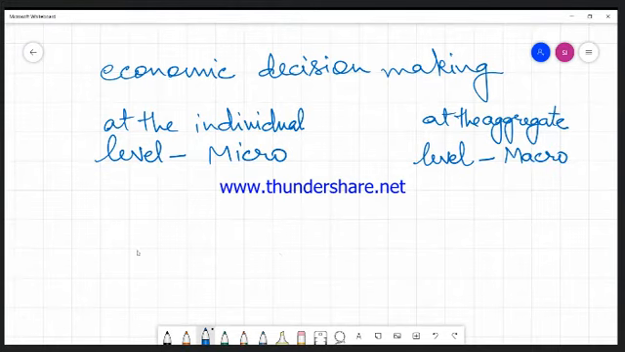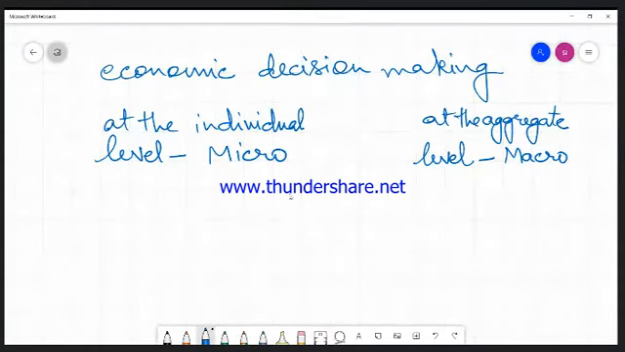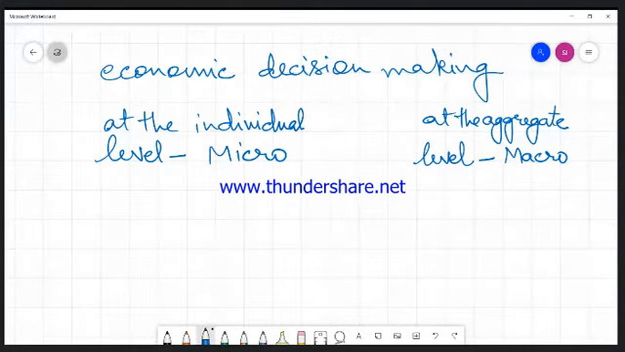Just a very small example, if I take the consumer behavior of any particular person present in the class, that will be micro. But if I take the aggregate behavior of consumption for BA2 section Z, then it will be related to macro. So individually, if I'm studying your consumer behavior, then it is a subject matter for microeconomics. But if I'm studying the consumer behavior for the whole class, then it is the subject matter for macroeconomics.